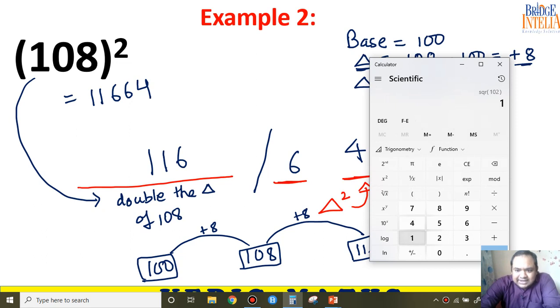So 108 whole square is 11664. You can see our answer is correct.